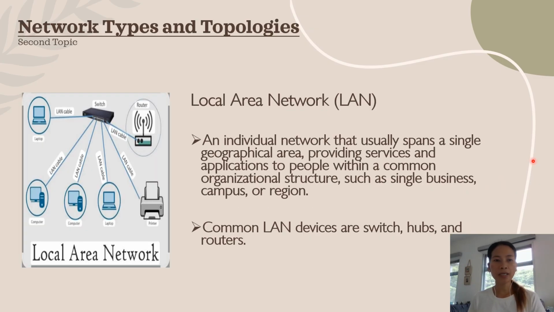So the second topic is network types and topologies. The first one is LAN, or local area network. It is an individual network that usually spans a single geographical area. It provides services and applications to people within a common organizational structure such as a single business, campus, or region. Common LAN devices are switches, hubs, and routers. So this is a sample of a LAN, or local area network.